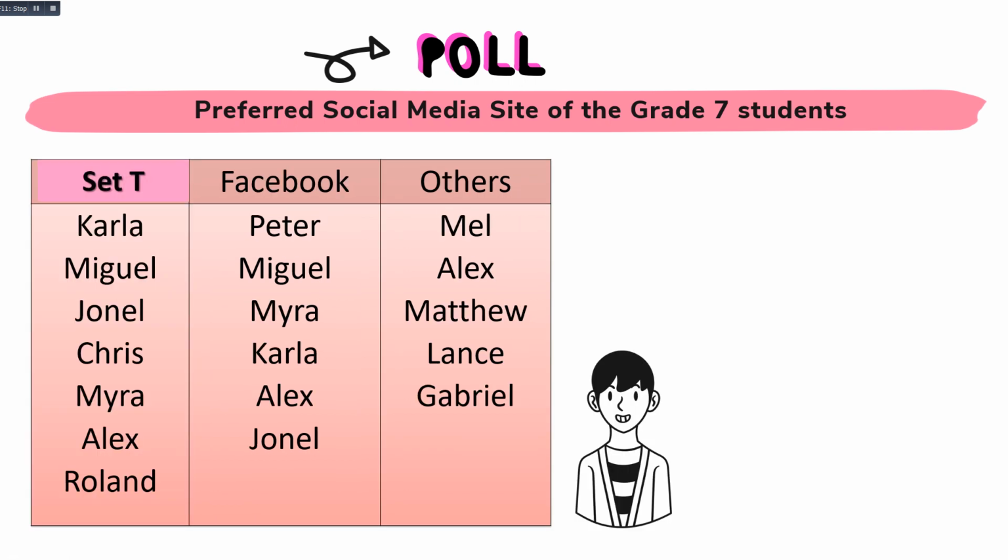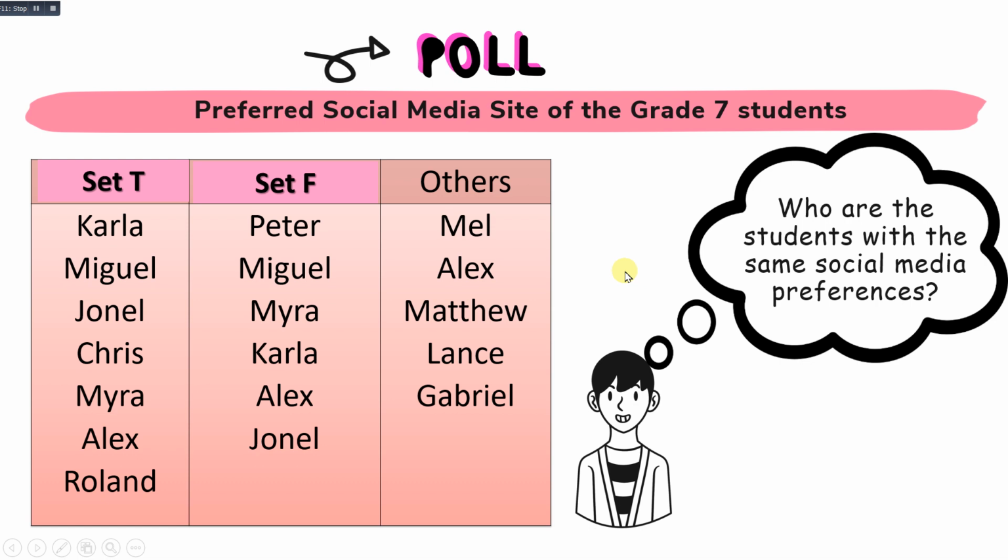Now, we consider Twitter as set T and Facebook we will name as set F. The question is, who are the students with the same social media preferences? So we will select the students with the same social media preferences.